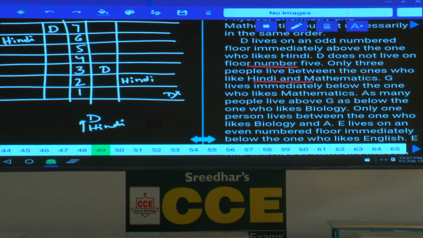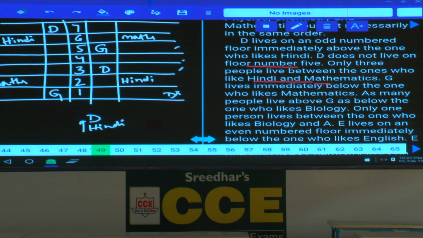Now Hindi and mathematics, how many people are there? 1, 2, 3 and the one who likes mathematics must be at this place. Now Hindi and mathematics, how many people? 1, 2, 3 and the one who likes mathematics must be on the 2nd floor, because there must be only 3 people between the one who likes mathematics and Hindi. And G lives immediately below the one who likes mathematics. Now G lives immediately below the one who likes mathematics. Here also G lives immediately below the one who likes mathematics.